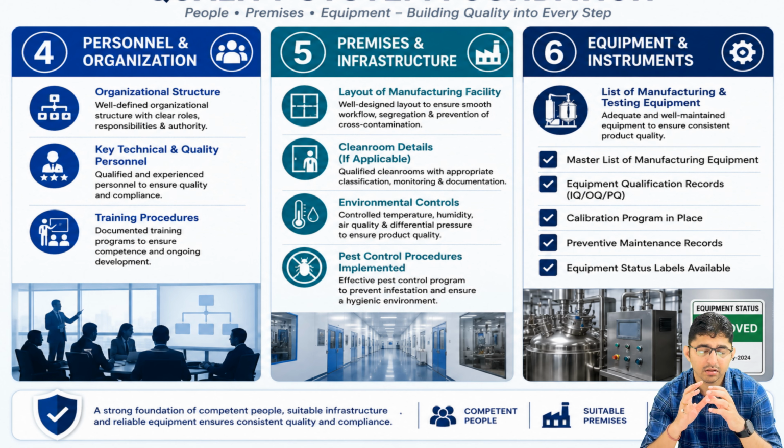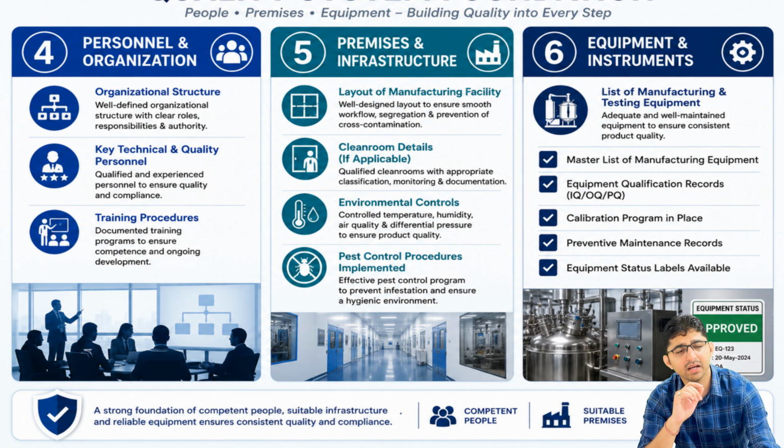You also need to list down all the instruments which are there in your site, right? So you need to give your master list of equipment, and the reference of equipment qualification records such as IQ, OQ, PQ or IOPQ, right? The calibration and the preventive maintenance plan for a particular year. You also need to mention whether your equipment is calibrated or non-calibrated, right?